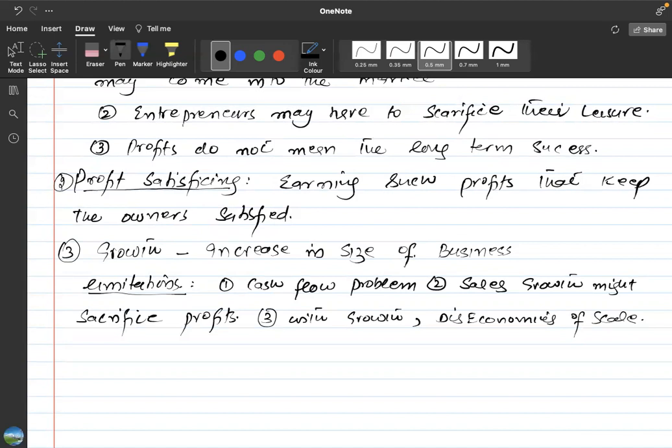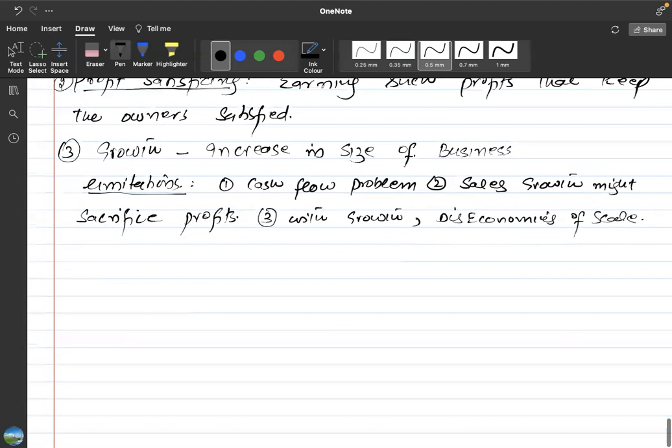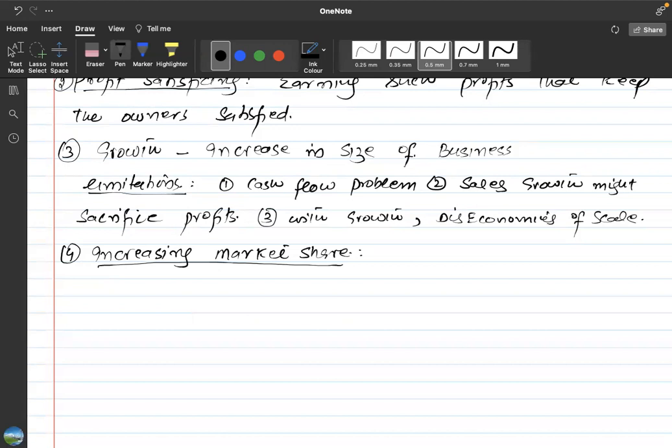Another objective of the business is increasing market share, that is related to the growth objective. We have earlier studied what is market share. Market share is the percentage sales of one business in comparison with the whole industry. So to obtain more goodwill, to obtain higher value in the market, to obtain more economies of scale, business might try to increase the market share.